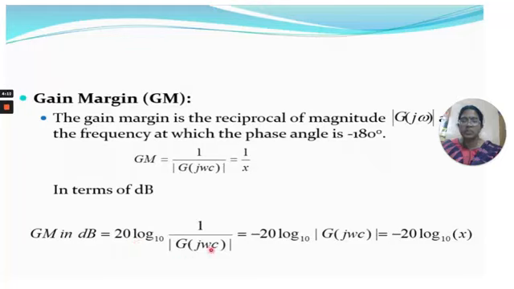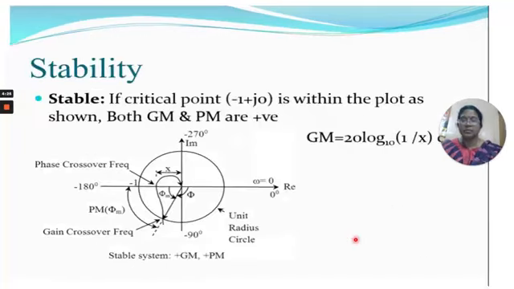So how do we find the stability in the polar plot? As I told you, this is the unity circle, and this point is minus 1 plus j0. This point is the critical point. If the polar plot lies within the critical point, then both the gain margin and phase margin are positive and the system is stable. If the polar plot crosses the critical point, both the gain margin and phase margin are negative and the system is said to be unstable.